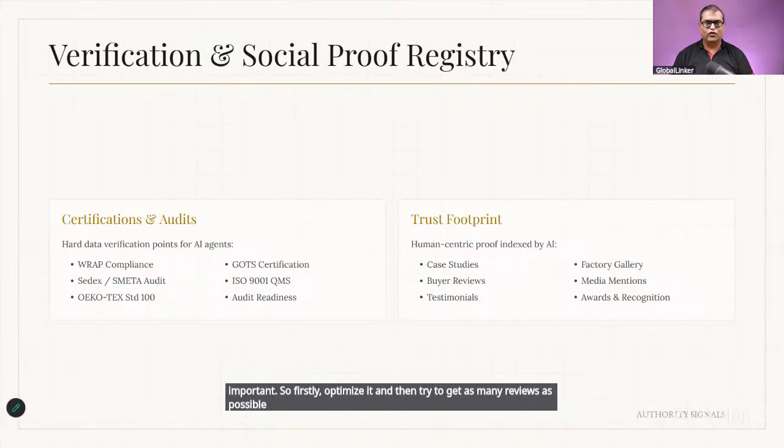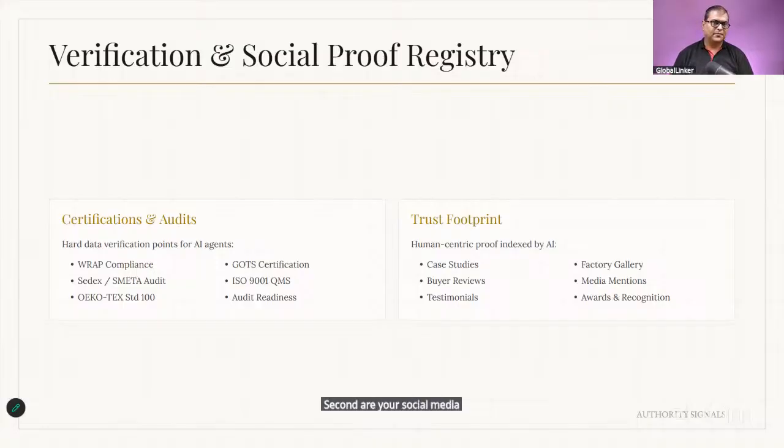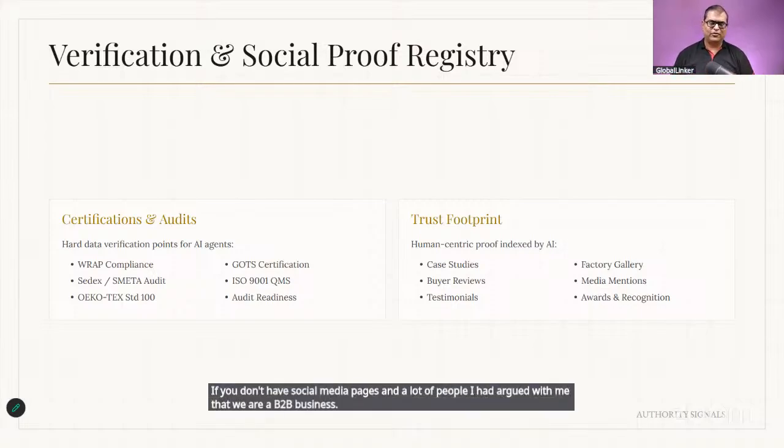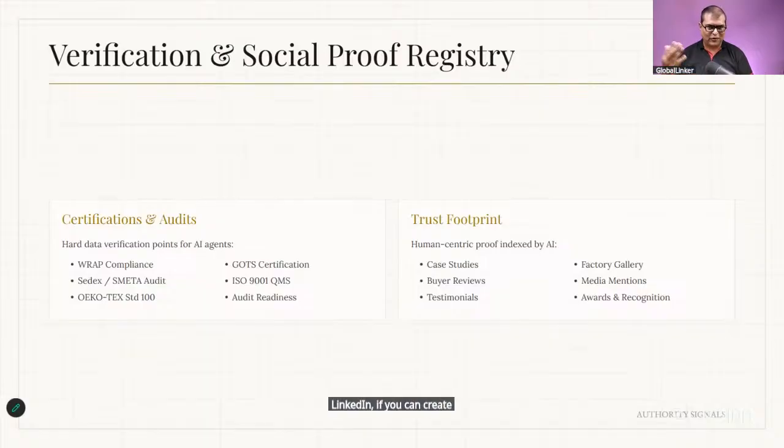Second is your social media presence. A lot of people have argued with me: we are a B2B business, why should we have social media? Because that's where AI gets that signal, that you are an active and lively business who is regularly posting, regularly interacting. So at least have Facebook, Instagram, LinkedIn. If you can create videos, then also have YouTube. And these should be active profiles.